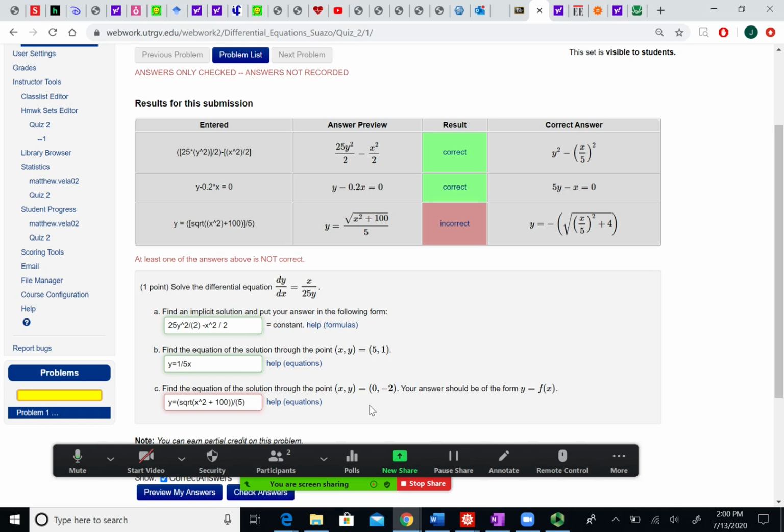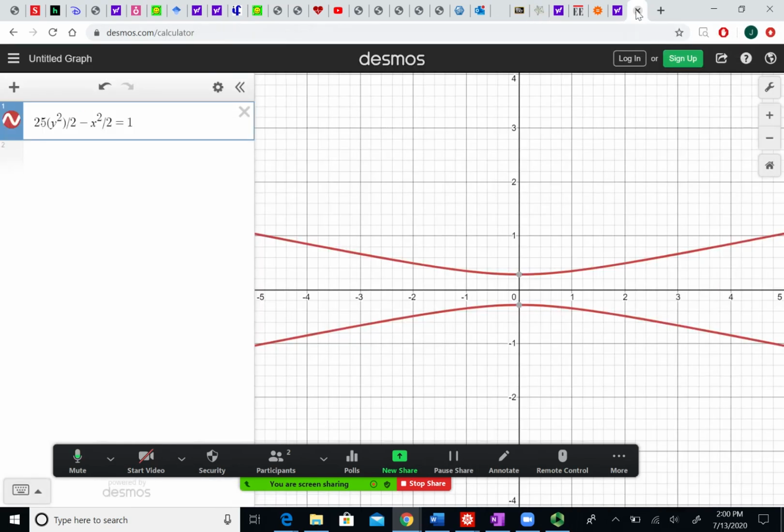So now he's asking me to help find the equation of the solution through the point (x, y) = (0, -2). And so let's do the whole problem for that one. So dy/dx equals x over 25y. And then xy equals 0, minus 2. We're gonna solve that. So we already did some previous graphing, and you see that's the solution that he found.